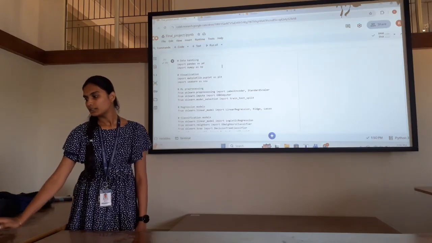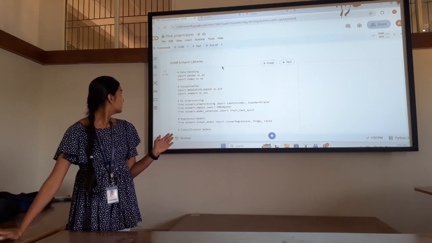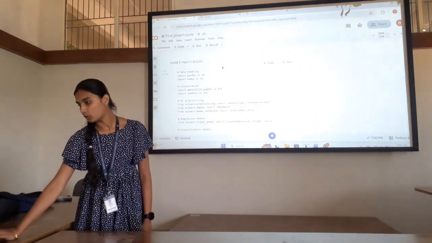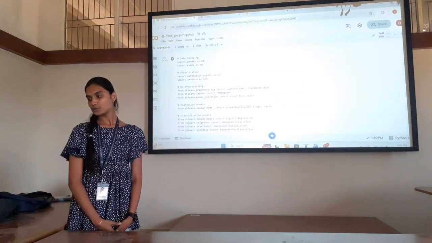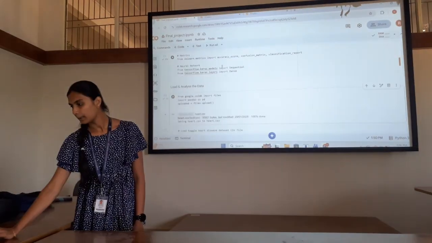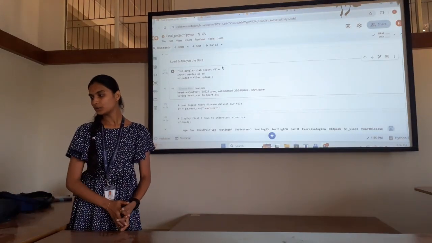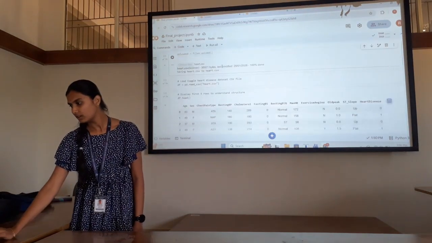Going forward, I imported the libraries that we need, where pandas is used to load the data and numpy is used for numerical operations. Here I took the dataset from Kaggle, which is heart disease risk prediction.